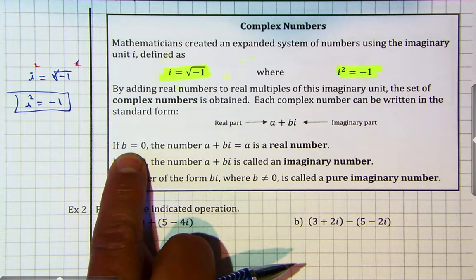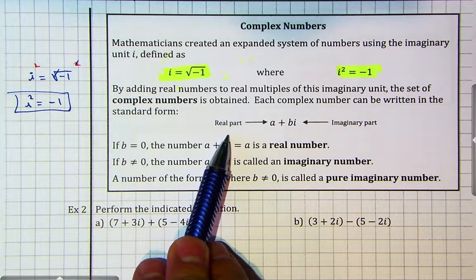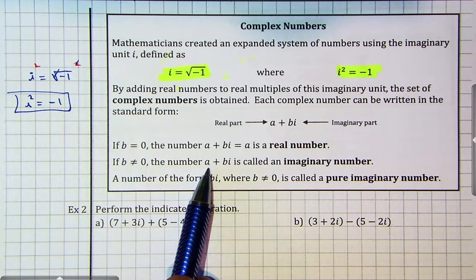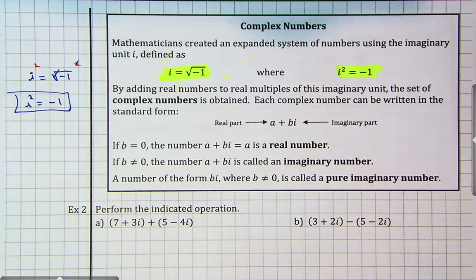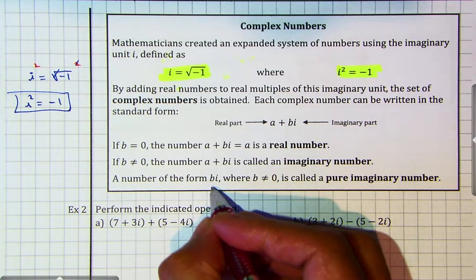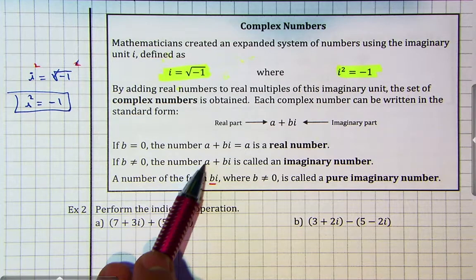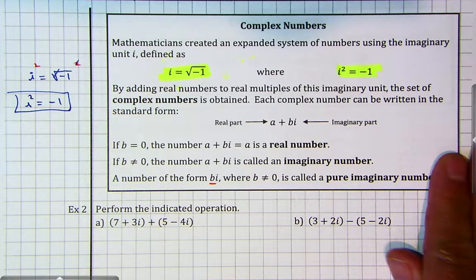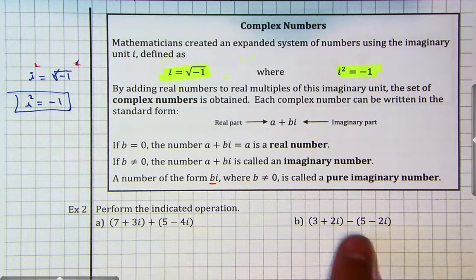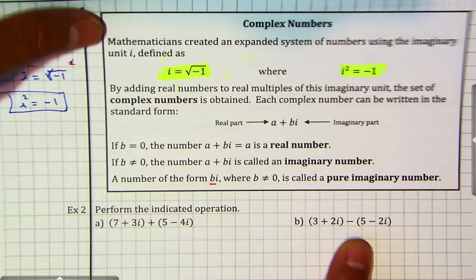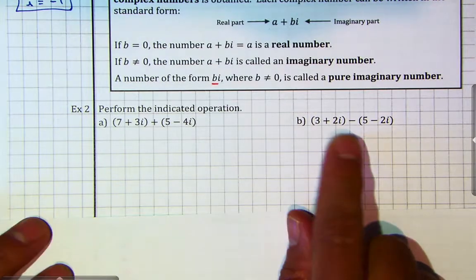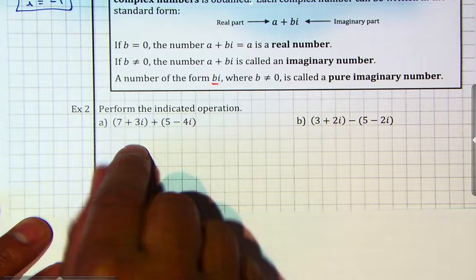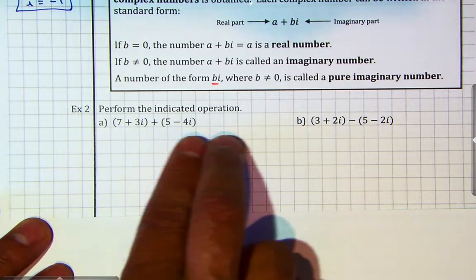If b is equal to 0, that means that that's a real number because the i disappears. If b is not equal to 0, then it's called an imaginary number. And if we just have a bi where we no longer have the real part, that's called a pure imaginary number. Now let's go and perform some of the operations. We can add complex numbers and subtract them. And to add them is a very quick process. The book will actually just separate your real parts and then your imaginary parts and add them.